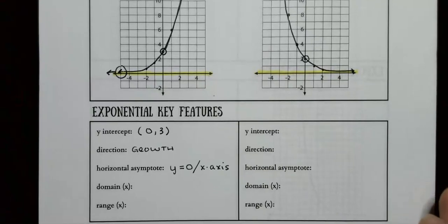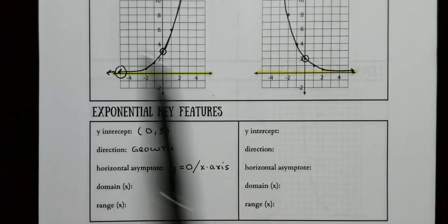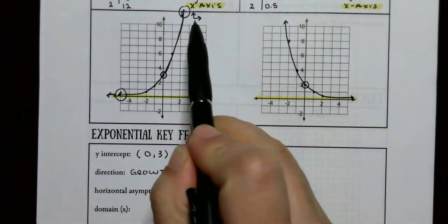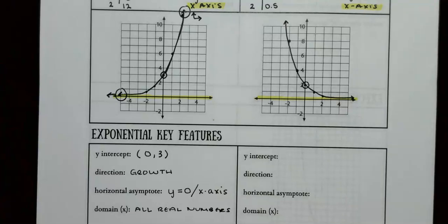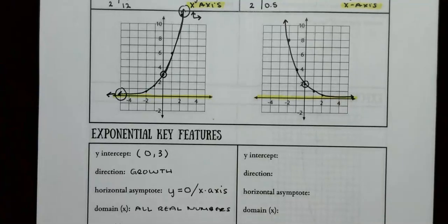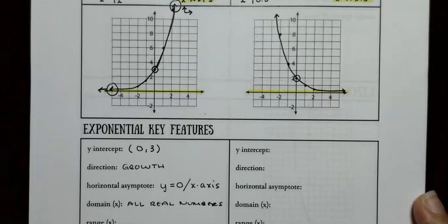So for your domain, because we have an arrow going to the left and because we have an arrow pointing to the right, we're going to say that the domain is all real numbers. All real numbers, because it goes to the negative x's and all the numbers to the right, which is positive x's. Now your range is going to be a little bit different.